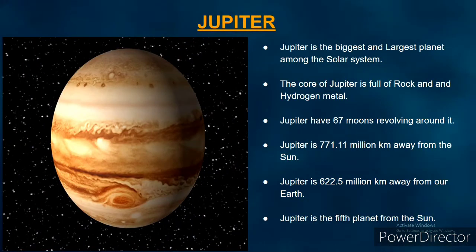Now the Jupiter. Jupiter is the biggest and the largest planet among the solar system. See the beauty of the Jupiter. The core of the Jupiter is full of rock and the hydrogen metal. Jupiter have 67 moons. My God, it is having 67 moons revolving around it. Jupiter is 771.11 million kilometers away from the Sun. Jupiter is 622.5 million kilometers away from our Earth. Jupiter is the fifth planet from the Sun.